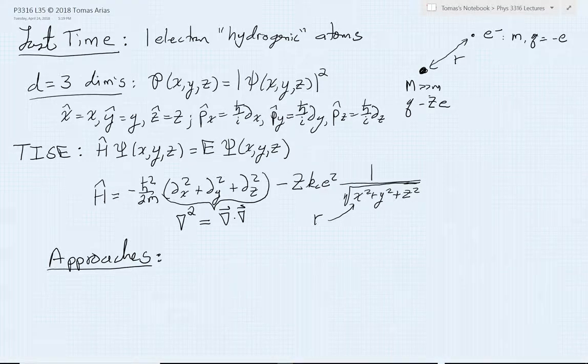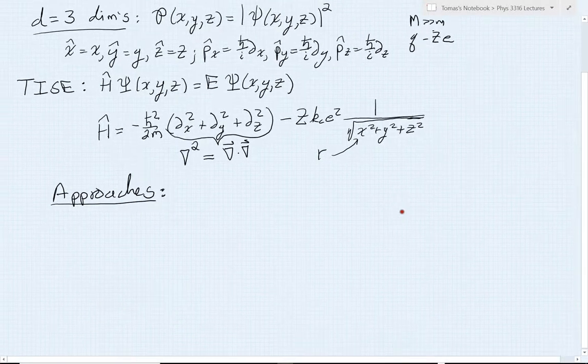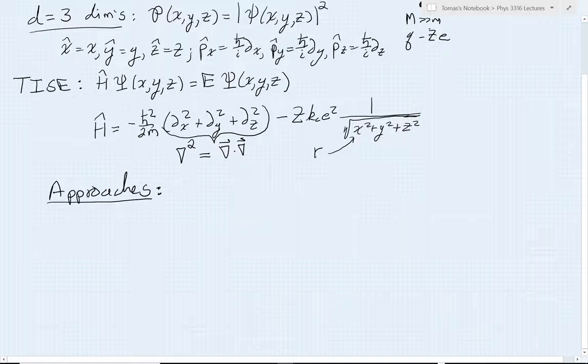That too was a fairly complicated equation. It was only in one dimension, but we had built up a very general set of methods that allowed us to analyze that system. And we will be doing some of the same things here.